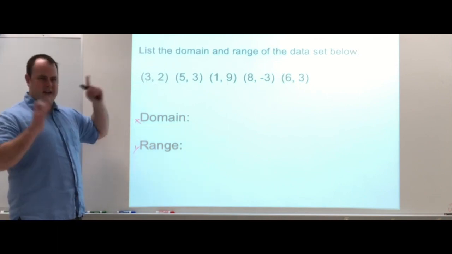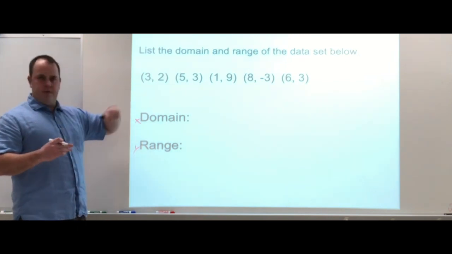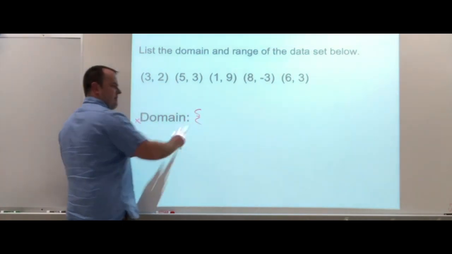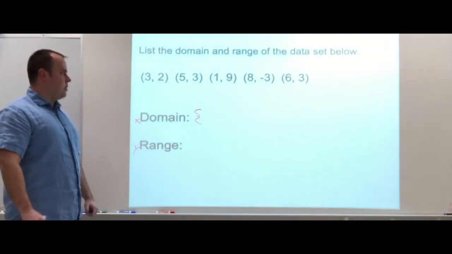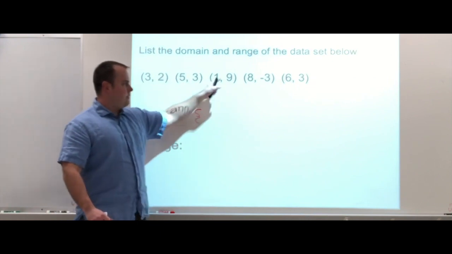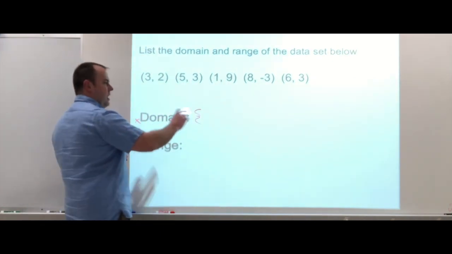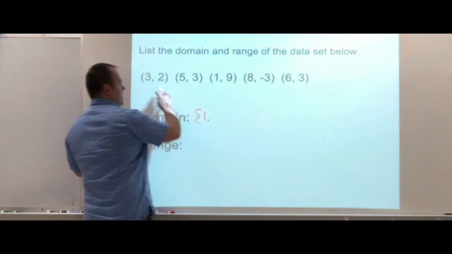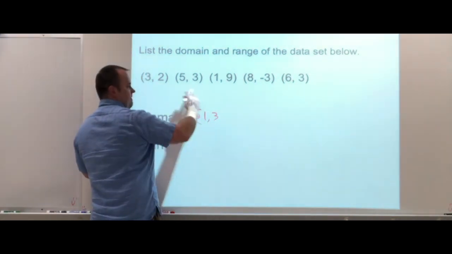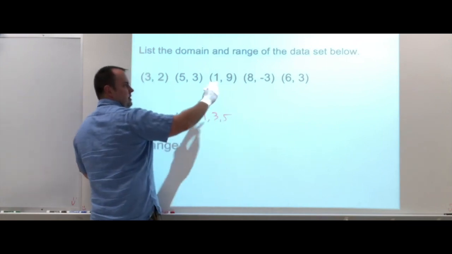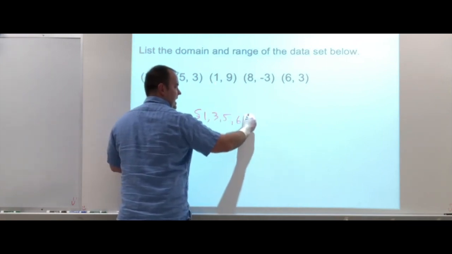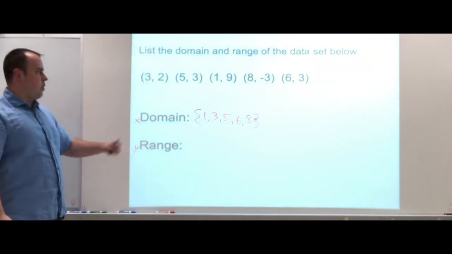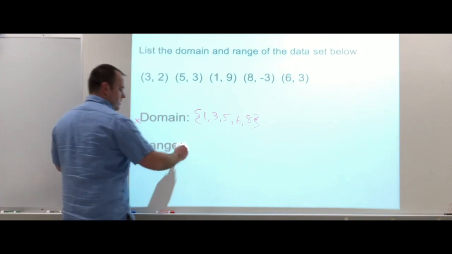If you are given, again, kind of with blinders, only the values that we're given is what I care about. So you usually have a bracket to show that this is going to be our domain, and I'm going to list my x values here. It'd be nice to put them in order. We have 1, 3, 5, 6, and 8. And close the bracket.